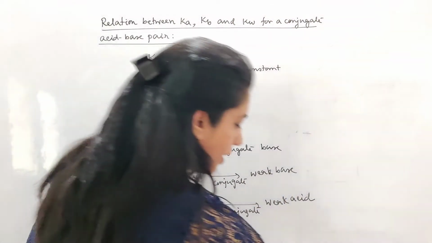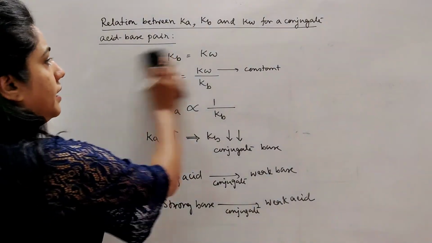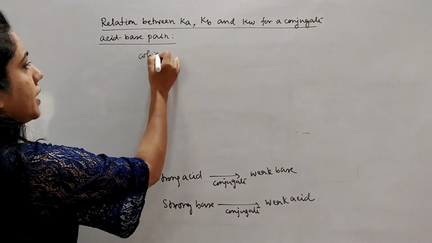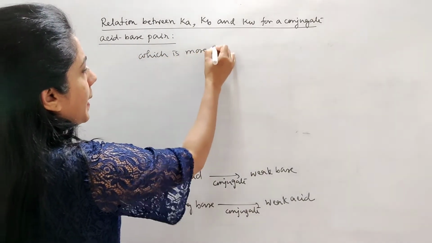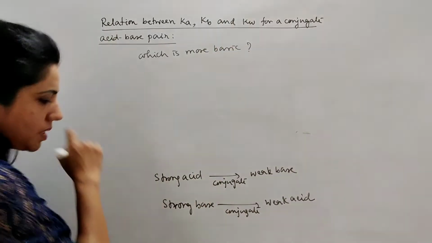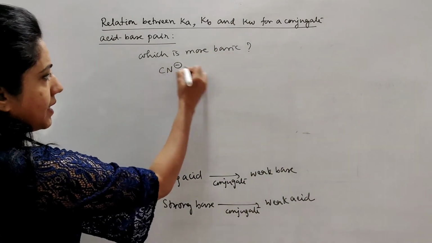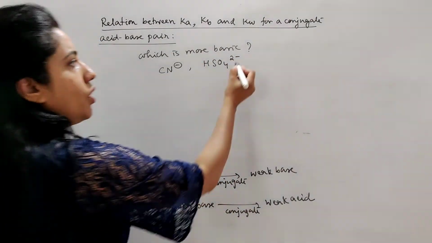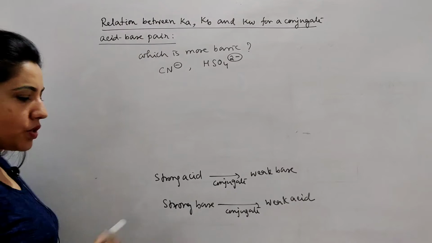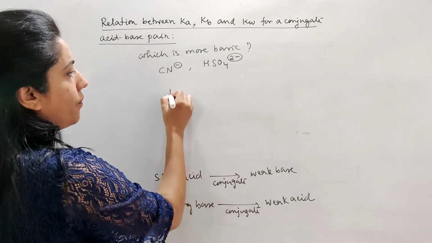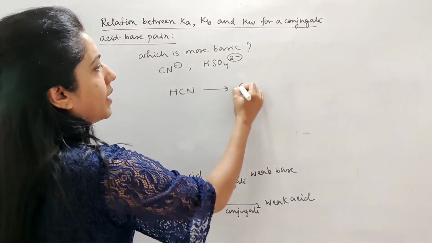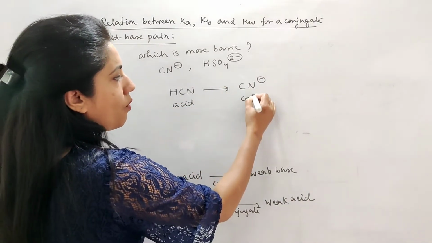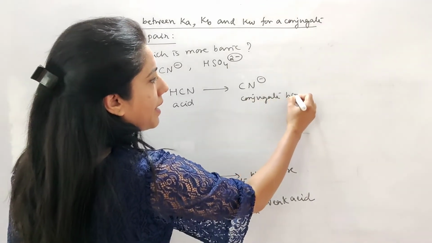This is the conclusion from here, and if you understood, this type of question can be given to you. Which is more basic? They have been given CN minus and HSO4 minus, and you have to find out which one is more basic. So let us see, CN minus has come from where? From HCN. This is the acid, and the conjugate base of HCN is CN minus.